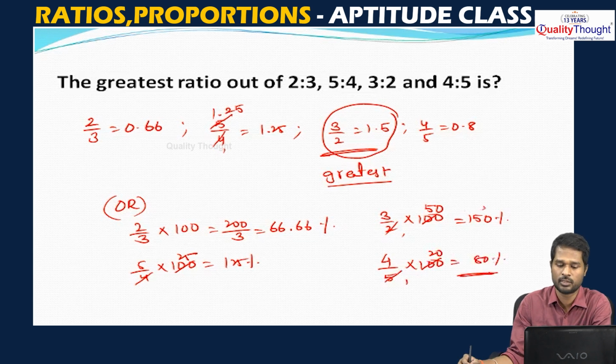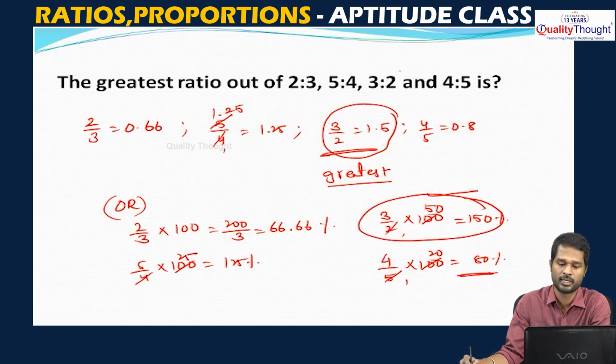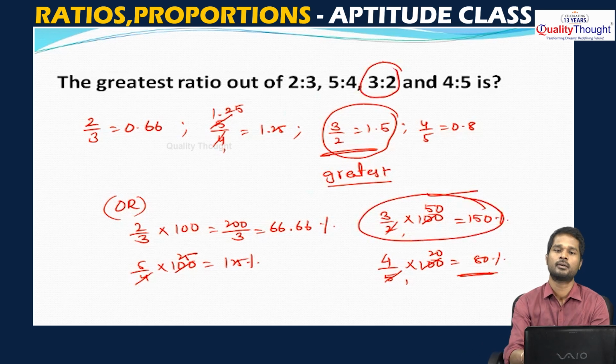Now which is the highest value? This is the greatest value among the given things. So what is the answer? 3 by 2 is the greatest ratio among all the ratios that are given. So convert them into normal decimals just by multiplying, or convert them into percentages to give the proper and final answer.